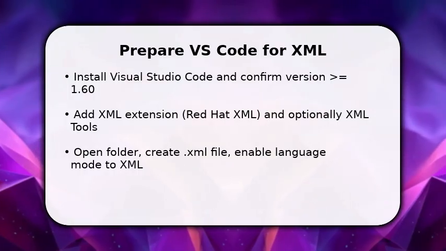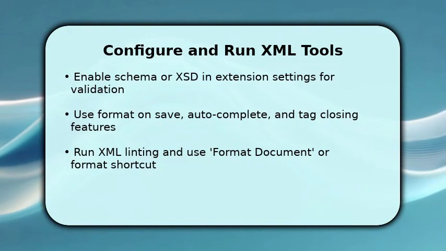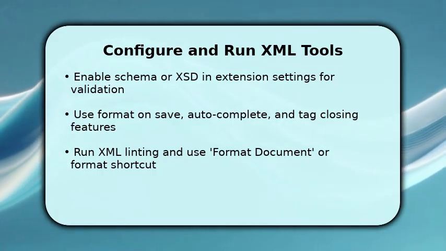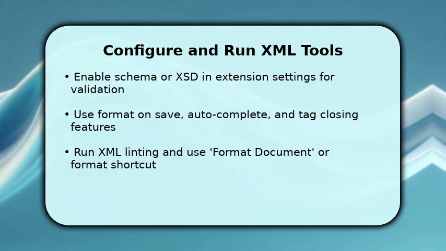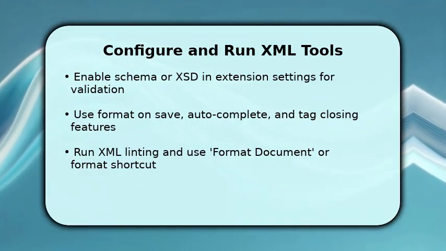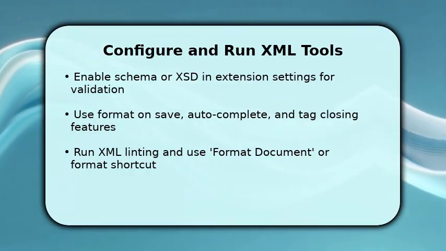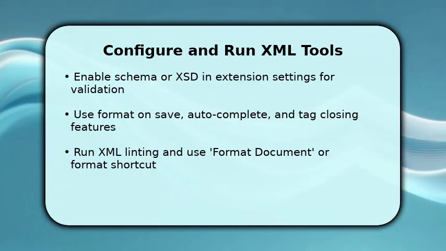Next, configure the extension. Add your XSD or schema URL in extension settings so validation finds types and attributes. Then enable format on save, autocomplete, and auto-closing tags to reduce manual fixes. You should run linting from the extension or command palette to catch structure errors.